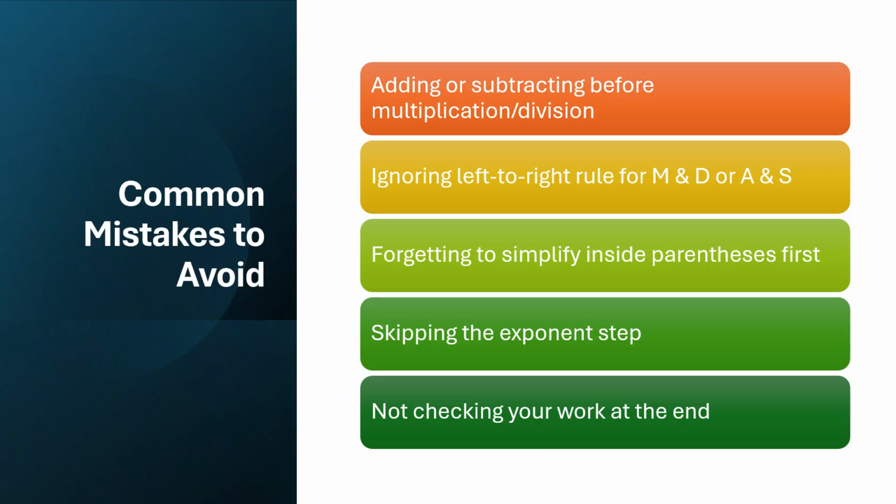Even when students know PEMDAS, mistakes still happen. Let's go over the common ones. First, doing addition or subtraction before multiplication or division. This breaks the rule. Second, forgetting the left to right rule for M and D or A and S, which can change your answer. Third, skipping parentheses or exponents, or not simplifying them first. To avoid these, always follow the steps in order, write down each step, and check your final answer.